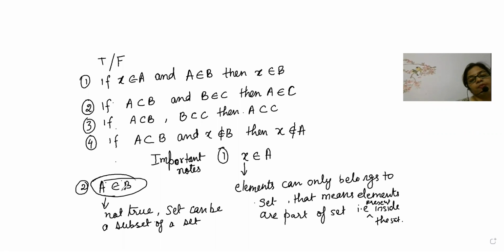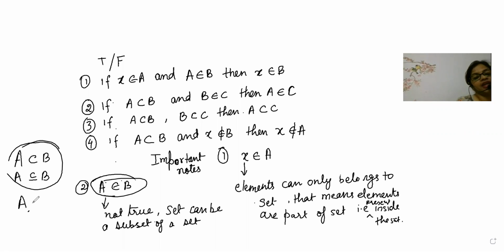This is a crime. This part is a crime. So what is the correct content to write? The correct content will be: a set can be a proper subset, a set can be a subset, but a set can never belong to a set. Belonging is only possible for elements. Elements belong to a set, and a set can be a subset of another set. A set can be either equal to a set or a subset.